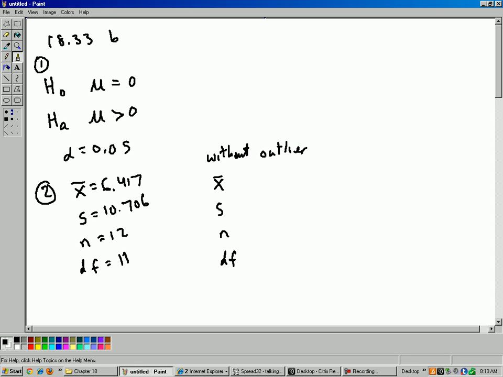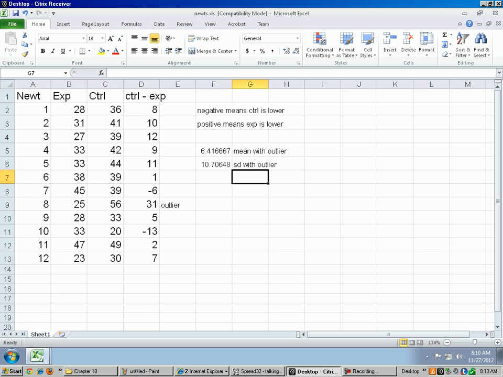Okay, without the outlier, all we have to do is go back to our Excel sheet and delete this outlier. Just select it, hit the delete key, and in Excel, everything's automatically recomputed. So now this is the mean without the outlier, and the standard deviation without the outlier. Okay, big difference, 4.182.